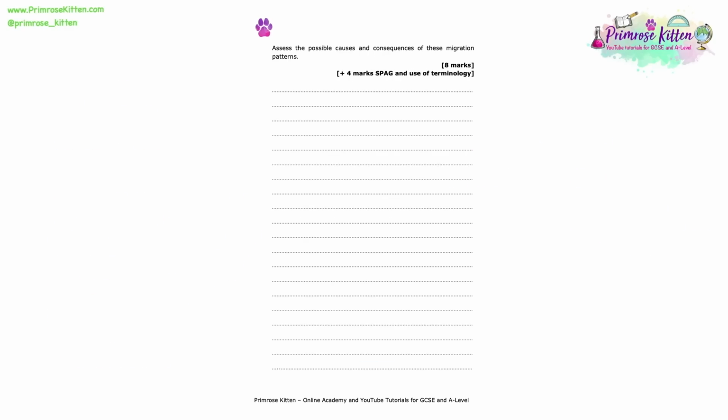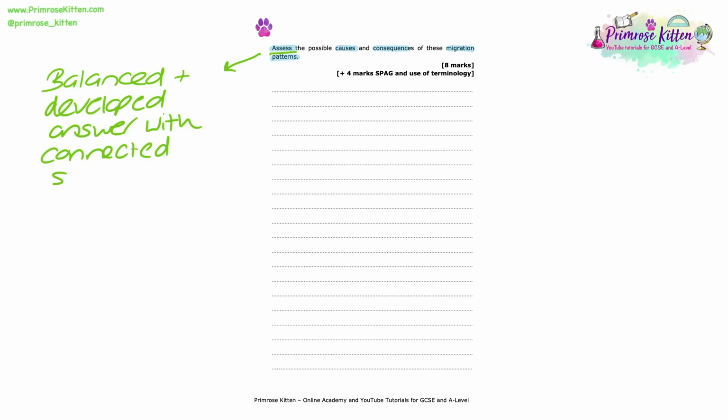Assess the possible causes and consequences of these migration patterns, for 8 marks, plus 4 marks for spelling, punctuation and grammar, and use of terminology. This question requires a balanced and developed answer with connected statements.